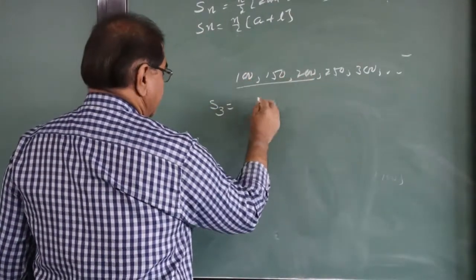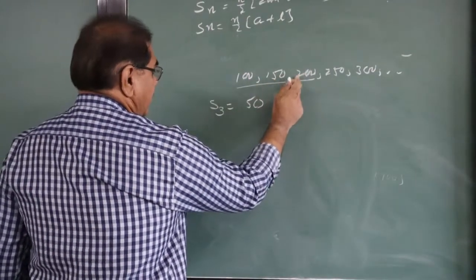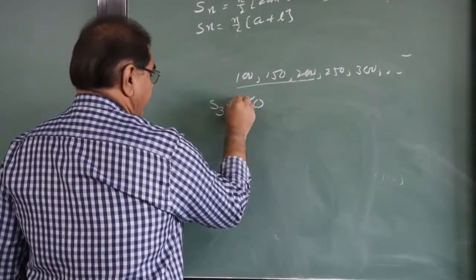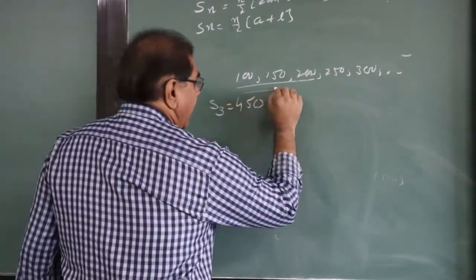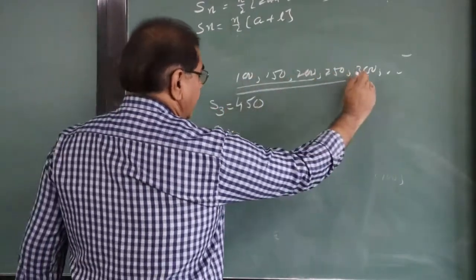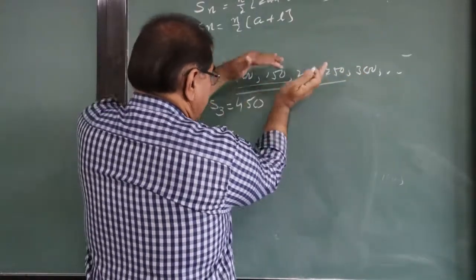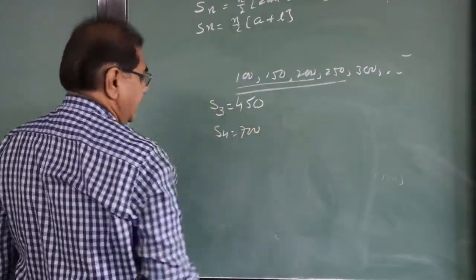0 plus 0 plus 0, 0. 0 plus 5 plus 0, 5. 2 and 1, 3 and 1, 4. S3 is 400. I go for S4, so the sum of these four terms. How much is added in this total? 250. So it is 700.